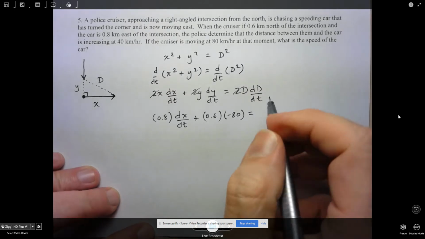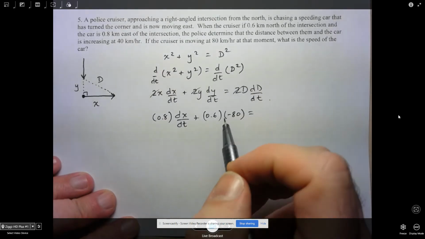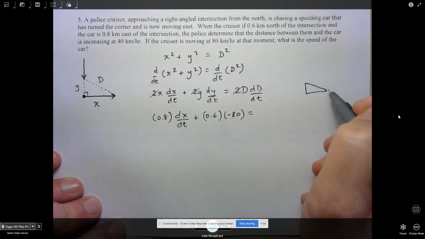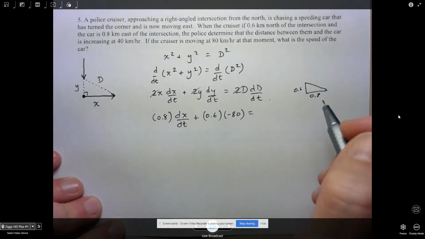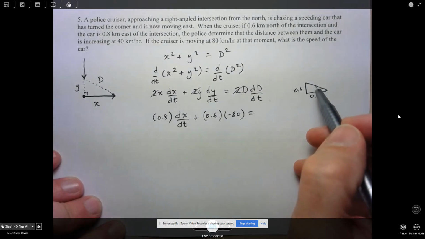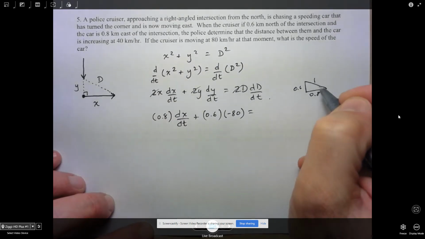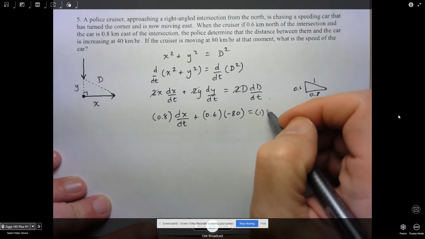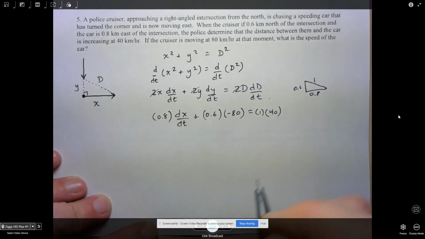Let's go to the other side. The distance between them, we don't actually have at that moment in time, but we can calculate it because we have this relationship between the three distances. We know that at that moment this is 0.6 and this is 0.8. If you look at these numbers, remember there's a 3, 4, 5 right angle triangle, or the 6, 8, 10 triangle. So if you used Pythagoras, you would see that this would be exactly 1 kilometer. So this is just 1. And the distance between them is increasing at 40 kilometers an hour. So there's the 40.